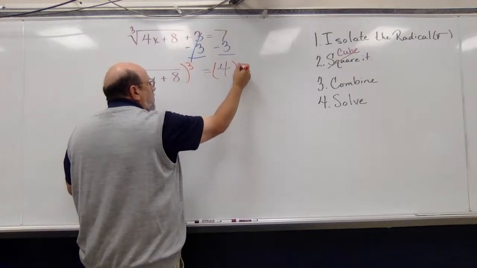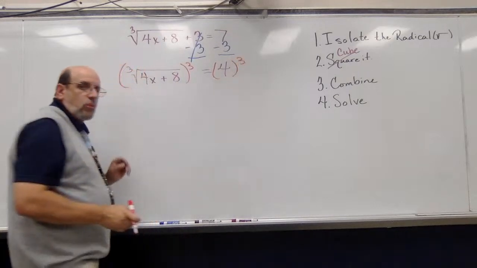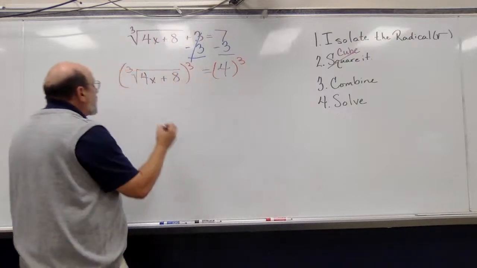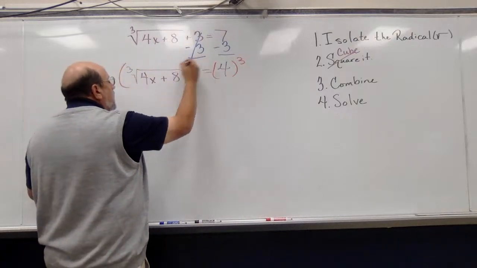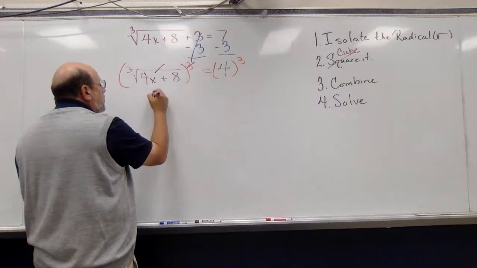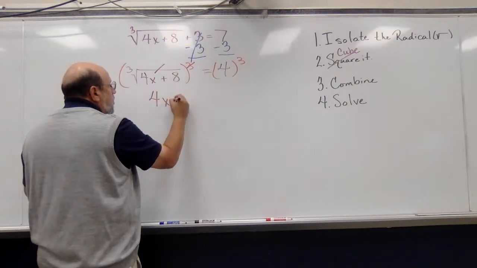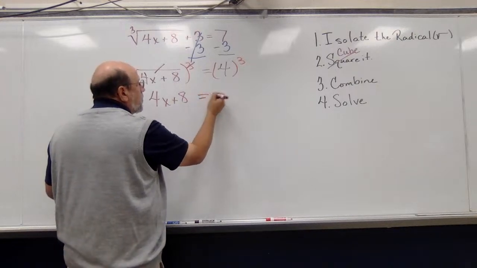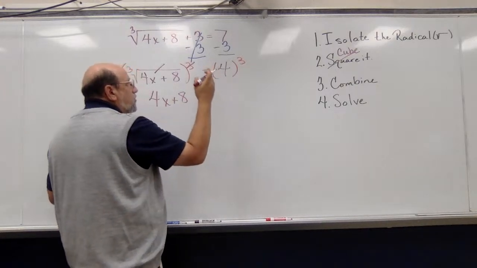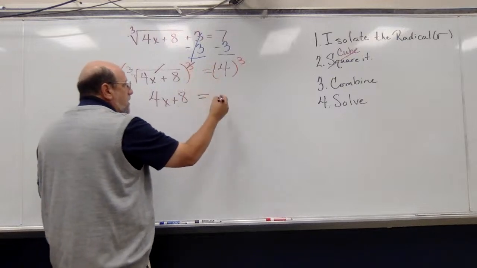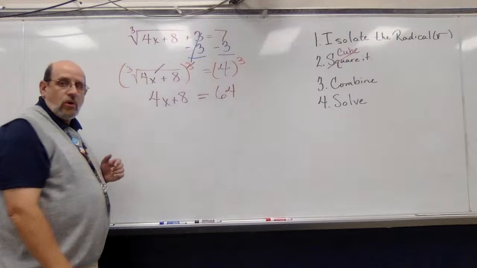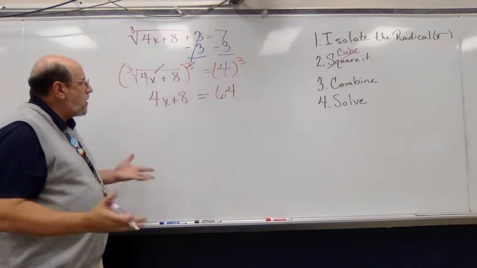And then what do we do over here? We cube this as well. Really simple idea. Now, I know this off the top of my head. This cube cancels out this cube root. So I have 4x plus 8, right? Okay, what does that equal? 4 cubed is 4 times 4 times 4. 16 times 4 is 64. Cool? Great. We're doing great right now.